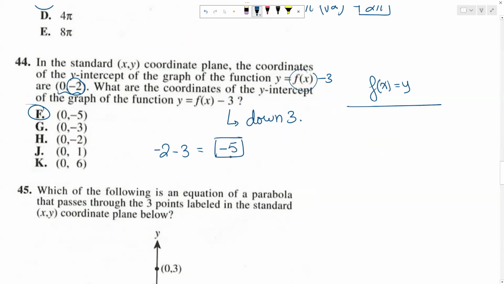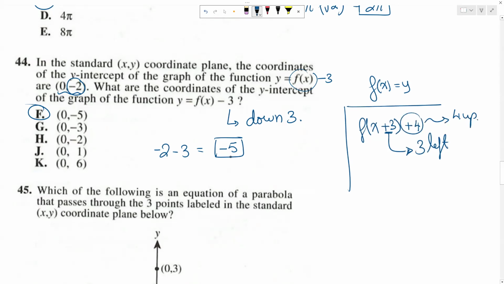Now, if this was written as f of x plus 3, this 3 is added to the x. This 3 would be considered with the opposite sign. So this 3 would mean 3 to the left, opposite of the sign. But if the 3 is outside, like here with a plus, say 4, the 4 outside means 4 up, with the same sign. So the y ones are up and down. The x ones are right and left, but right and left are always the opposite of the sign.